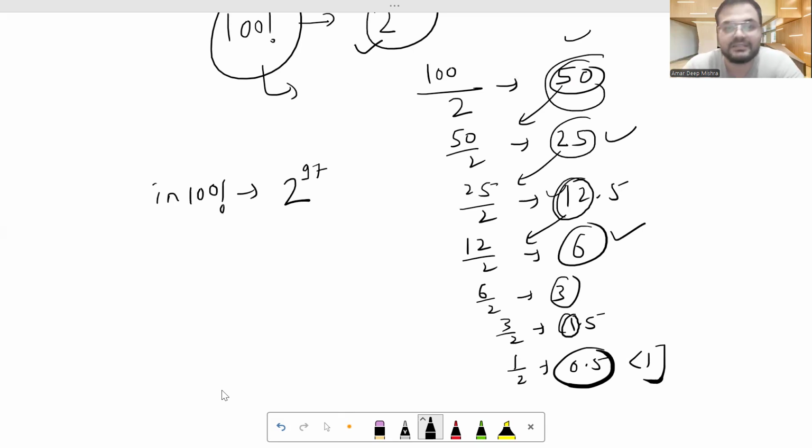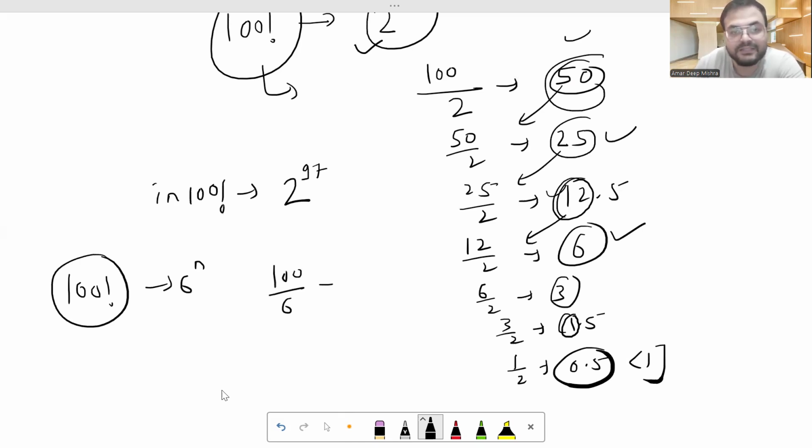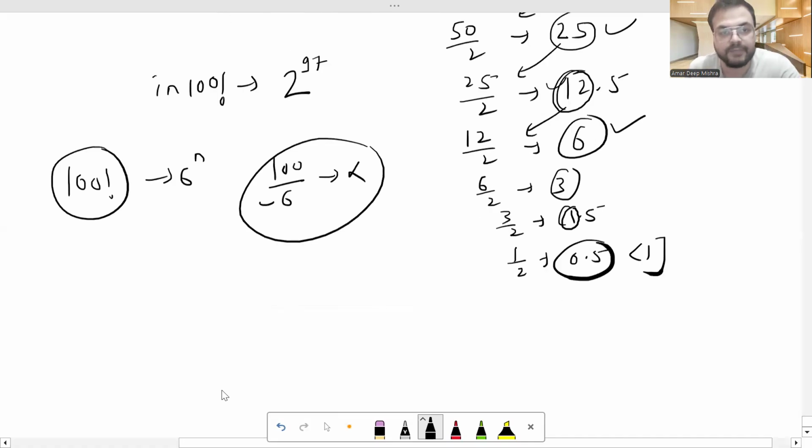Now understand this. This rule is applicable only for the prime numbers. If somebody asks you to find out the power of 6 in 100 factorial, you cannot take this 100 and start dividing it by 6. It is not applicable for 6 because 6 is a composite number. It is not a prime number. So this rule is applicable only for the prime numbers. Now let's move ahead.